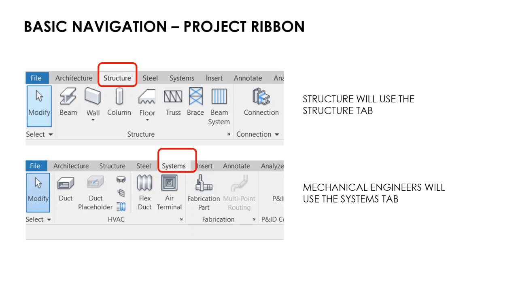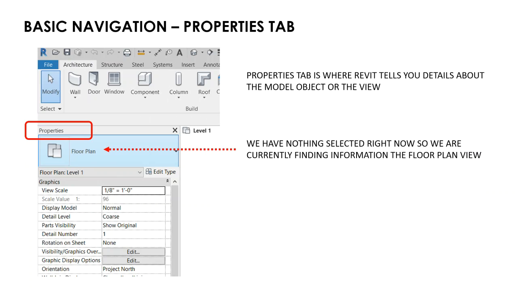So just as a quick at-a-glance, under the Structure tab, you'll see it has beams, walls, columns, floors, trusses, and other things like that, as well as under the Systems tab, you're looking at ducts, air terminals, and other fabrication parts. For the most part, you'll never ever interact with these commands if you're a landscape architect.